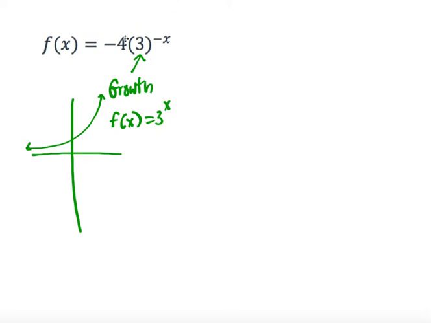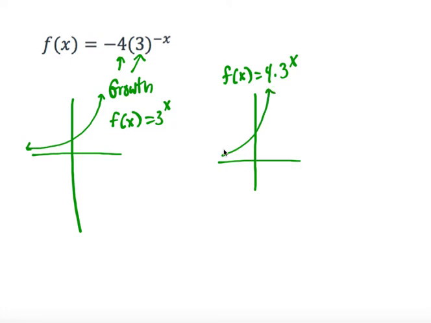So usually the first number I look at is this. I ignore this negative for the moment. The 4 would make it stretch vertically. So if I had f of x equaled 4 times 3 to the x, the 4 would make this one stretch vertically. So instead of this, it is going to be a little bit steeper.